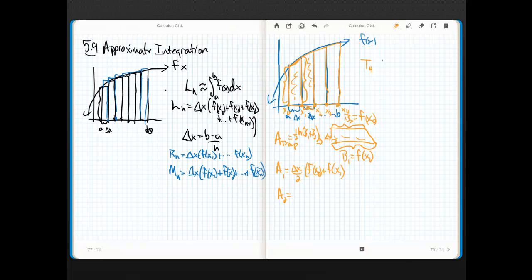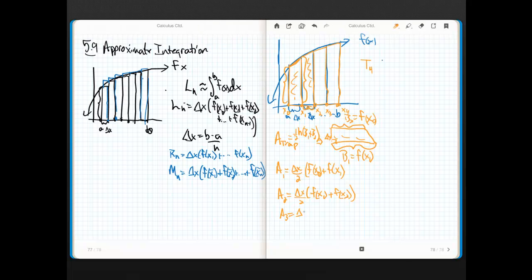My base 1 this time is going to be f of x sub 2, and my base 2 is going to be f of x sub 1 again. So the area of the second one is going to be delta x over 2, that's the height over 2, times f of x sub 1 plus f of x sub 2. Starting to see the pattern? Look at that. A sub 3, we're going to write them all up.